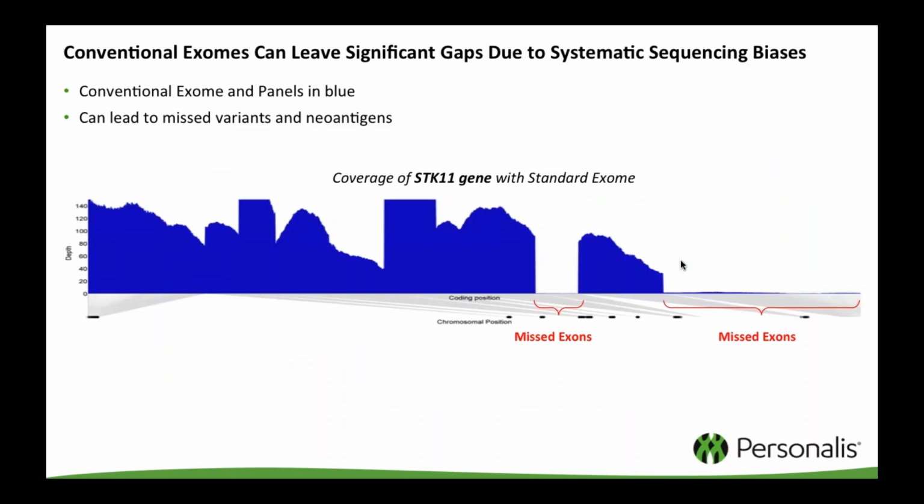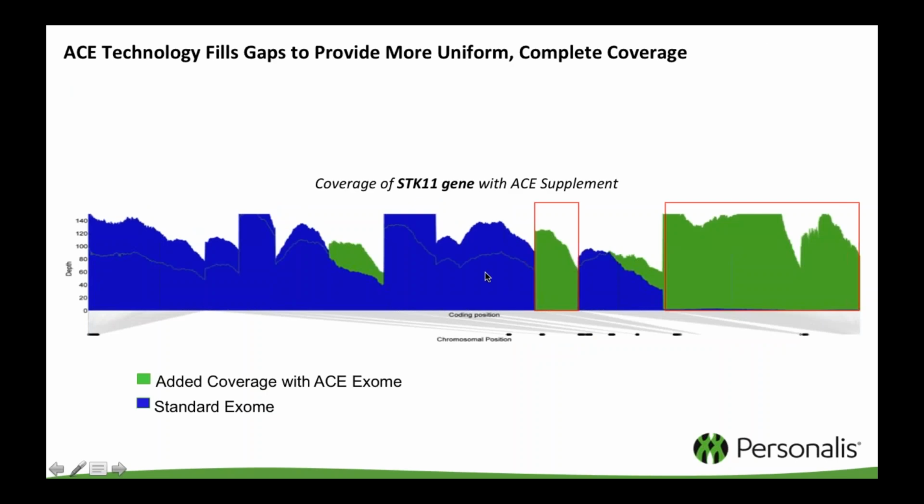Again, if I go back here to the STK11 gene example, with a standard approach you have these peaks and valleys across the gene and inconsistencies in coverage. And then this is a nice visual of the quality of the data that you would receive from an augmented exome approach such as ACE. So we provide you with the blue, which is the standard coverage, plus the green supplemental coverage in this plot. Our goal is to really achieve more accurate, more uniform sequencing coverage gene-wide. So the gaps, where you had little or no blue coverage in the depth, are now filled in by our ACE enhancement.